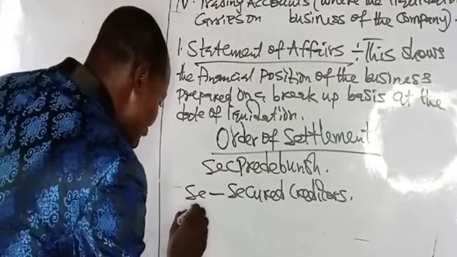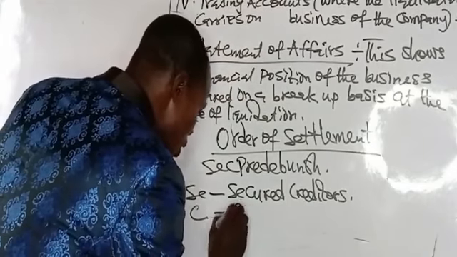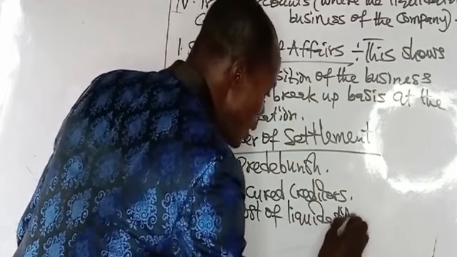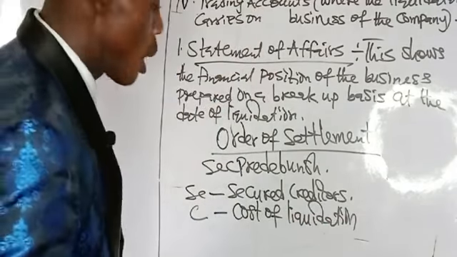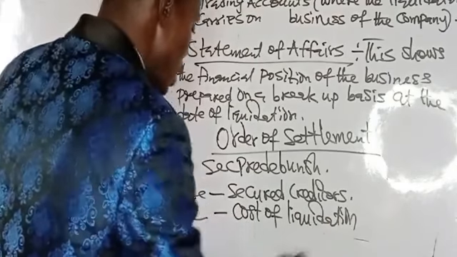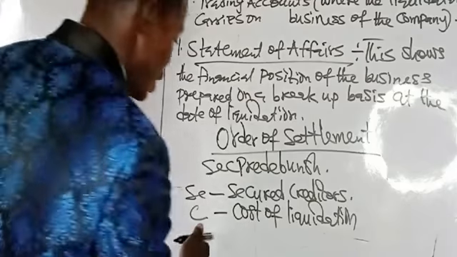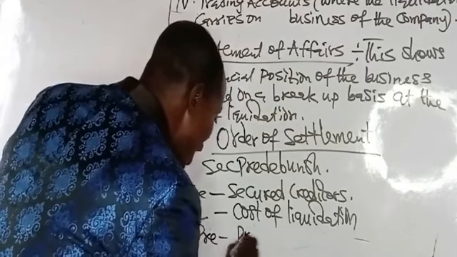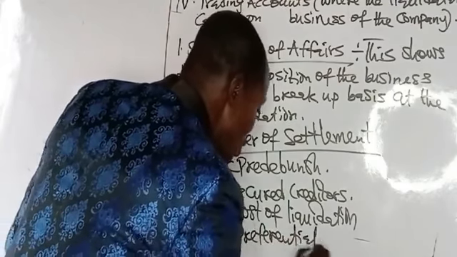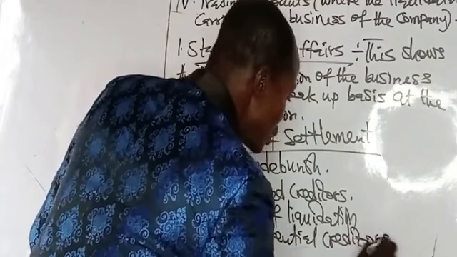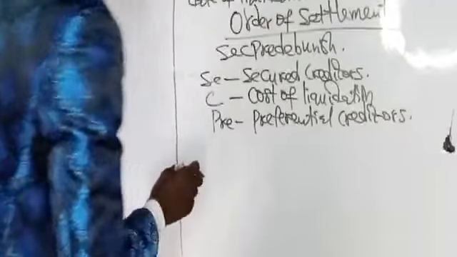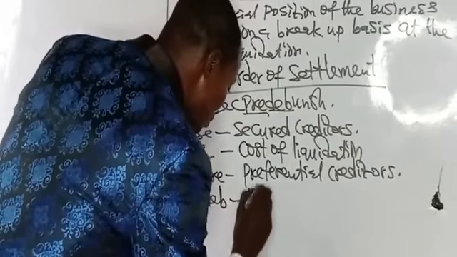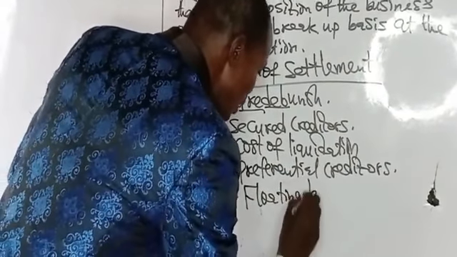Then C stands for cost of liquidation or liquidation expenses, which may include legal costs, liquidators' remuneration, and any other liquidation expenses. So that will follow. After that, PRE stands for preferential creditors. After preferential creditors, we have debenture, but the debenture here is floating debenture.